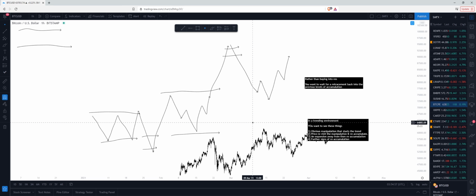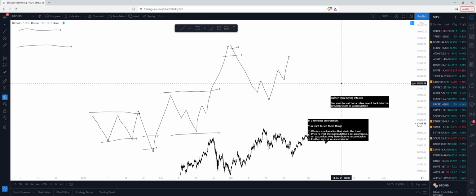Breaking down every single price action strategy, all we are really doing is trading support, resistance, supply, and demand. Is there demand at a level? How can you tell if there is demand at a level? Personally, I use this strategy, but other people may use indicators or moving averages or whatever it is. But personally, this is what I use. So rather than buying into resistance, you want to wait for a retracement back into the previous levels of accumulation where you can then look to buy.